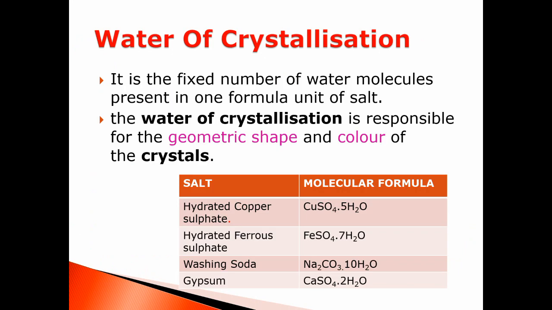So what is water of crystallization? It is the fixed number of water molecules present in one formula unit of salt. This water of crystallization is responsible for the geometric shape and colors of the crystals. In our slide, we can see water of crystallization for different salts. Hydrated copper sulfate has 5 molecules of water of crystallization. Hydrated ferrous sulfate has 7, washing soda has 10 and gypsum has 2.